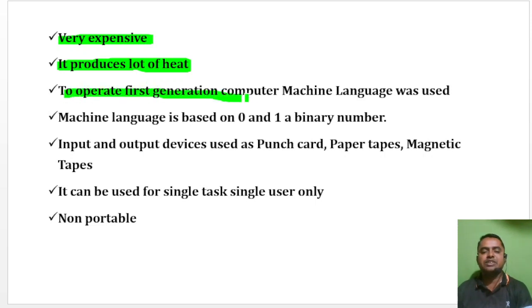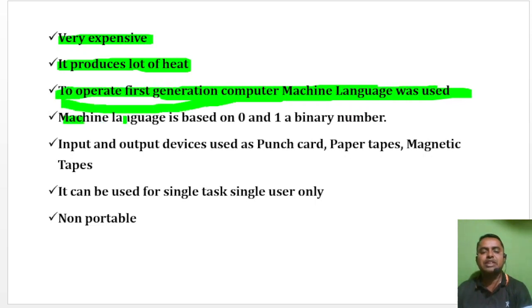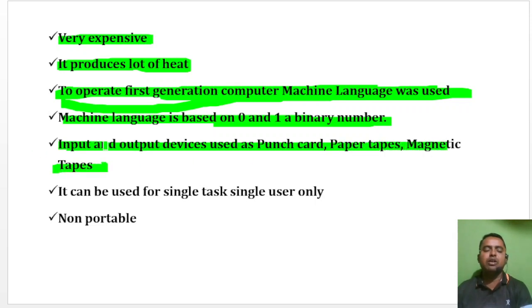To operate the first generation computer, machine language was used. As I told you in the previous slide, machine language means binary language, that is 0 and 1. Machine language is based on 0 and 1, binary numbers. Input and output devices used are punched cards, paper tapes and magnetic tapes. Input devices of the first generation computers are punch cards, paper tapes and magnetic tapes.